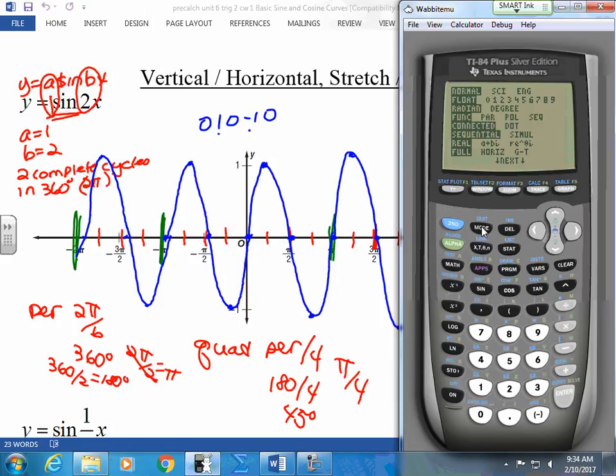Right now I want you to put your mode in degrees. Put your mode in degrees. I want you to go to y equals, and I just want you to say sine of x.